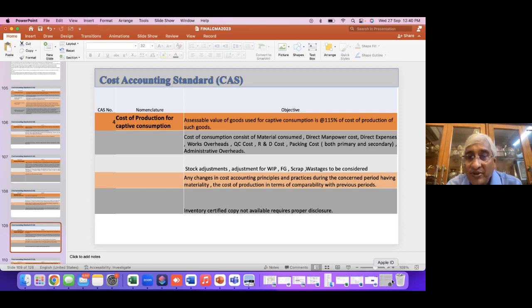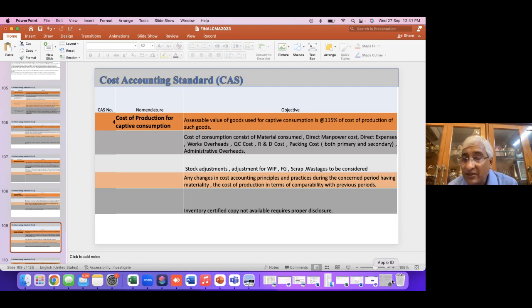Any changes in cost accounting principles and practices during the concerned period, having materiality to the cost of production in terms of comparability with previous periods, have to be considered. Because if you compare the previous and present periods and there is a very high magnitude of difference, it is a matter for investigation as to why there is so much swing. Suppose the cost of production of a particular item was 20 rupees, now it is 2000 rupees. So why that high swing?